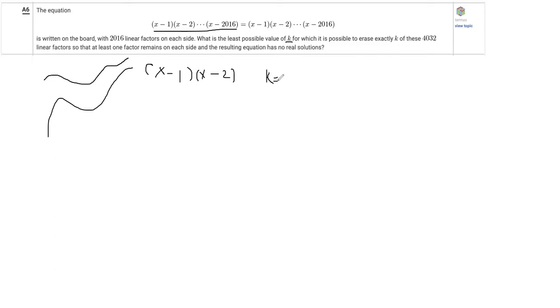So that makes me wonder, can we just have k equal to 2016? That would make the question incredibly easy, so it wouldn't be deserving of its A6 number. So it's got to be harder than that. So let's take a few more cases.